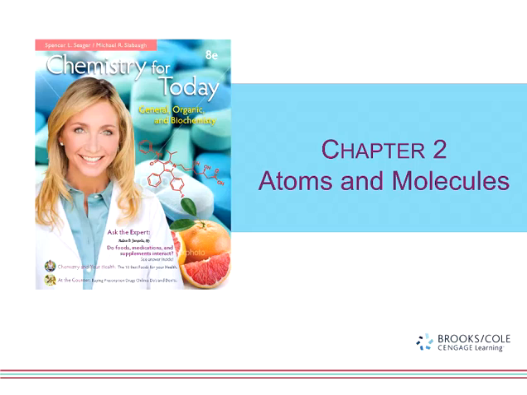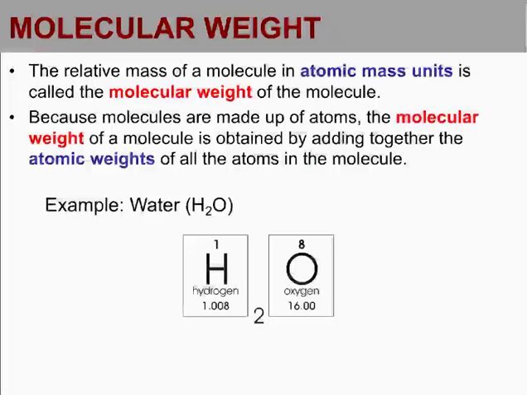Hi everyone. Today we're going to continue our discussion of atomic weights, and today we're going to apply that to the calculation of molecular weight. So the relative mass of a molecule in atomic mass units is called the molecular weight of the molecule. And because molecules are made up of atoms, the molecular weight of a molecule is obtained by adding together the atomic weights of all of the atoms in the molecule.